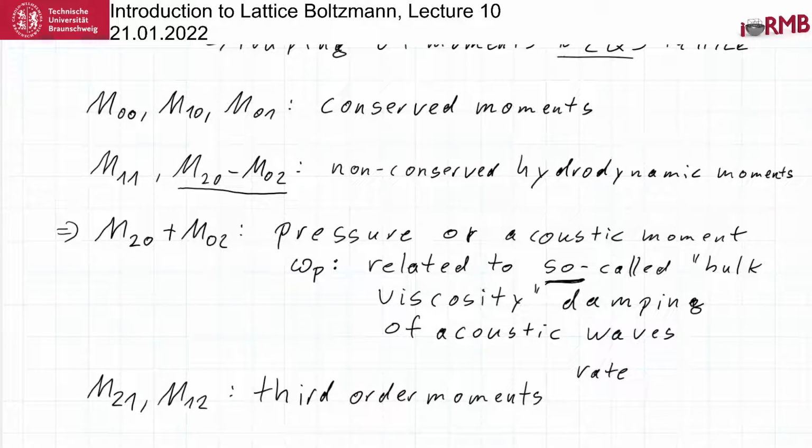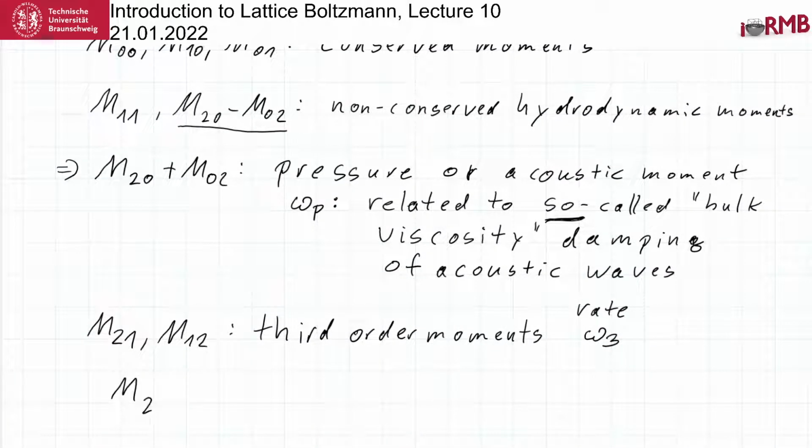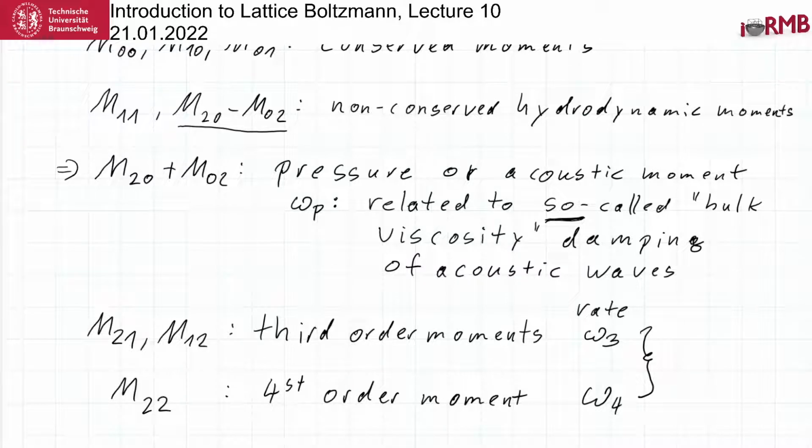And we see that these are not appearing in the Navier-Stokes equation to leading order. So we define a relaxation rate omega 3 for them. And we have M to 0. And this is, of course, the fourth order moment. There's only one of them. And we give them the rate omega 4. And these moments here, they are neither conserved nor hydrodynamic. These are called the ghost moments, because they are here somehow, but they are not part of the Navier-Stokes equation.